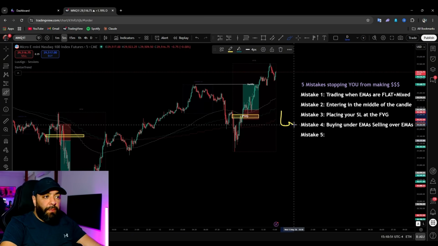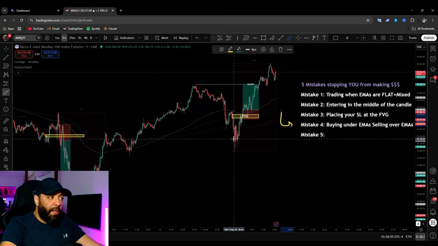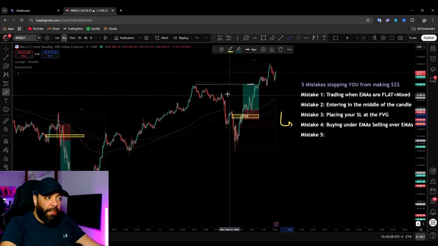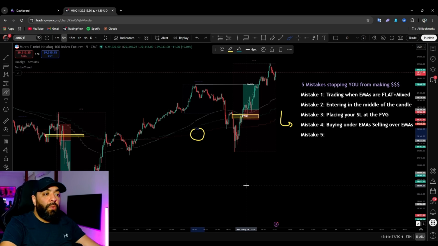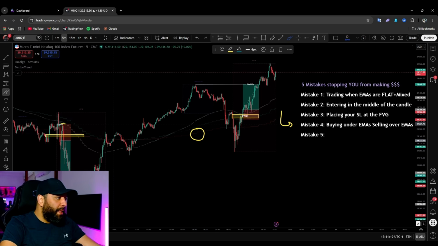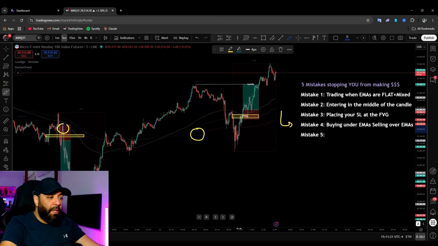Now for mistake number 4. I see some traders buying under the EMAs and selling over the EMAs. This is simply not how the setup works. We always buy when we are over at least the 1 hour EMA, and we always sell when we are at least below the 1 hour EMA. Never buy under the EMAs or sell over the EMAs.